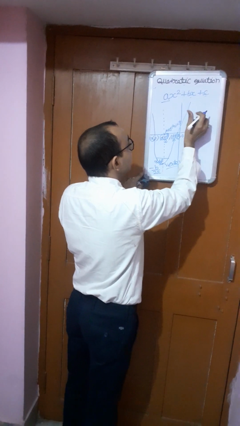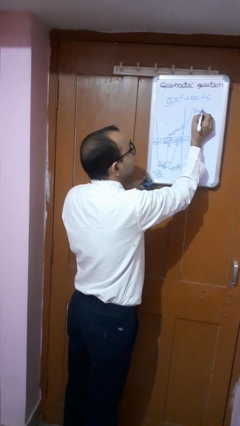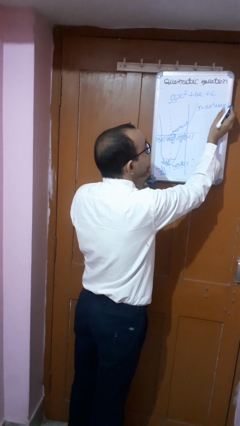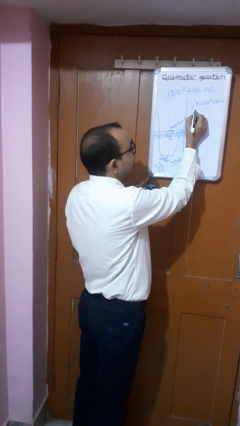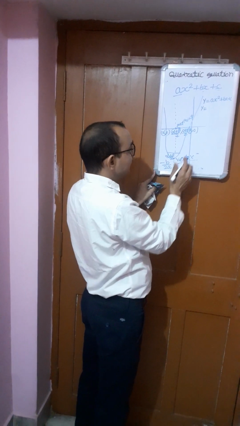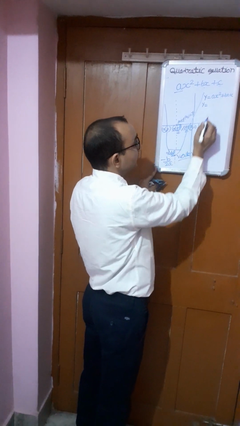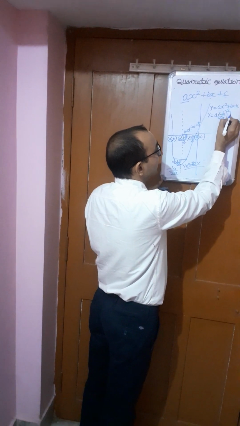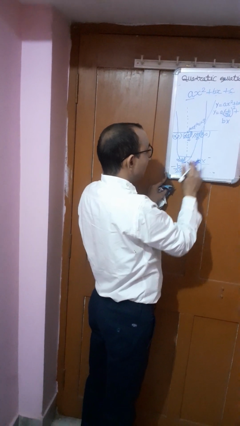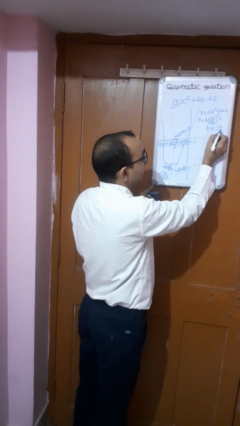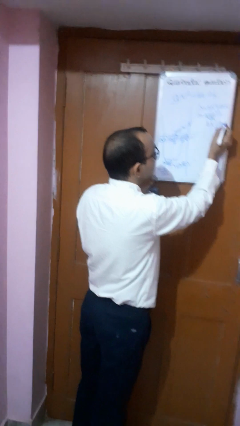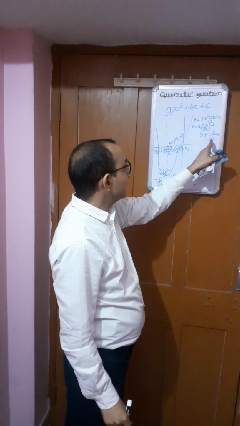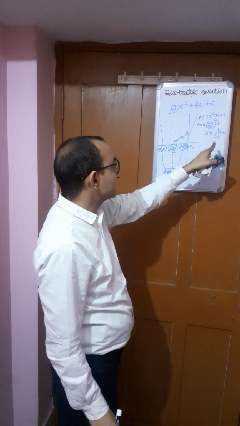So for finding the value of y equal to ax square plus bx plus c, y equals to, the value of x is minus b by 2a. So a into minus b by 2a whole square plus b into minus b by 2a plus c.